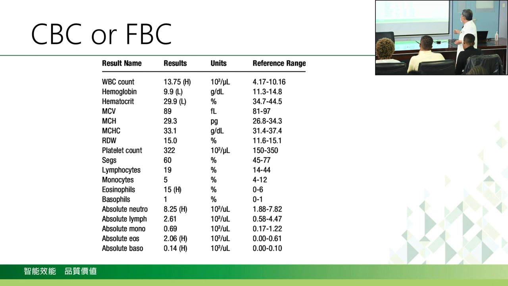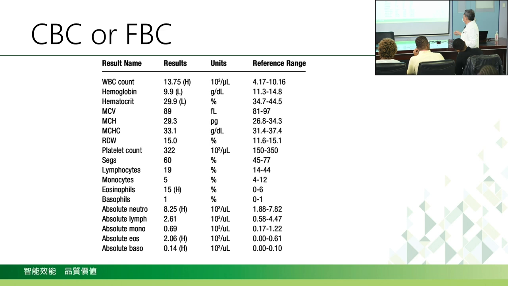Hemoglobin, where low means anemia, is usually 11.3 to 14.8. Hematocrit. MCV is 81 to 97, so to remember easily, 80 to 100. Then MCH is usually 32 to 36. Around this. You will get your reference, but some of the data you must memorize inside your brain: how much the range is, the platelet count, how much.